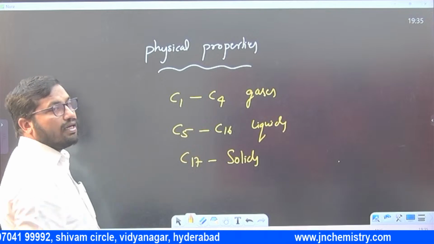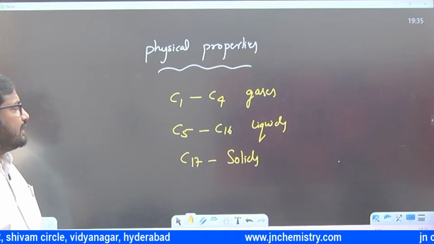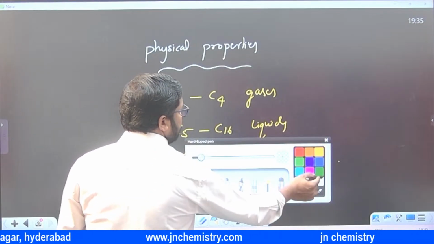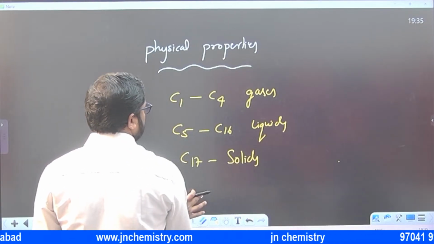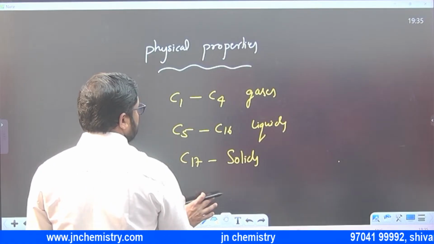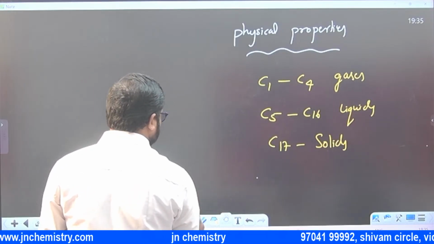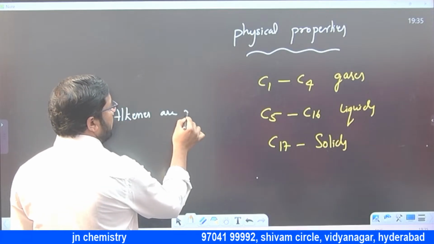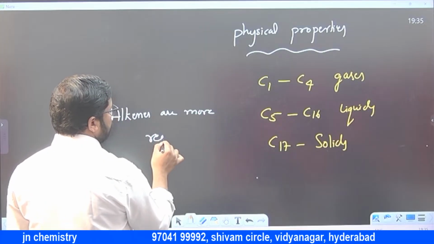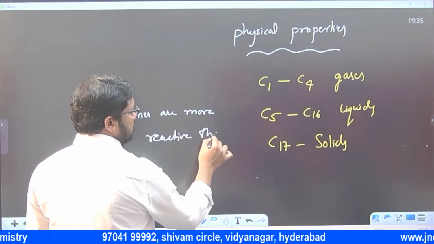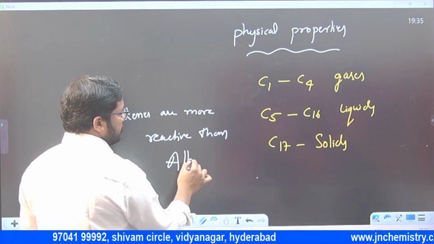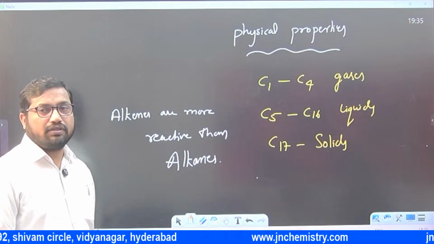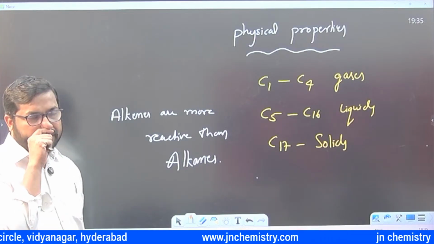So what are these? Alkenes, right? Alkenes are more reactive than alkanes. Alkanes are somewhat inert in nature because they are saturated hydrocarbons. Alkenes are more reactive.